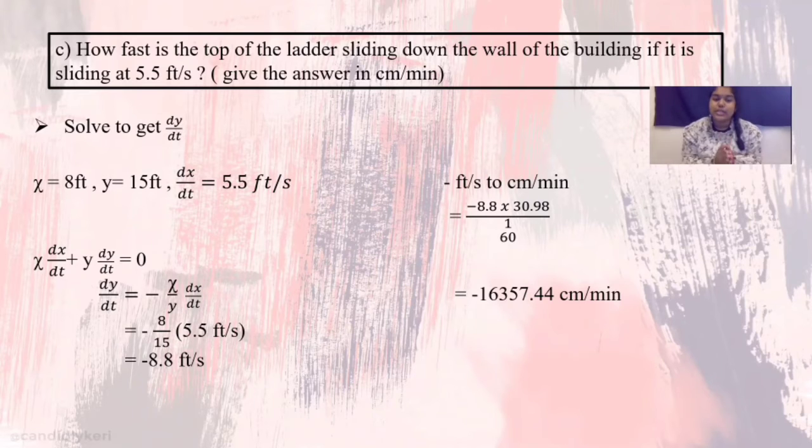So now I'm going to explain my part, which is 2C. The question for 2C is how fast is the top of the ladder sliding down the wall of the building if it is sliding at 5.5 feet per second? The answer must be given in centimeter per minute.